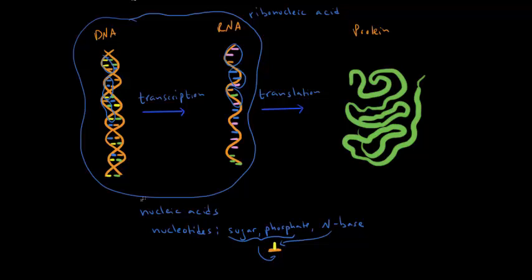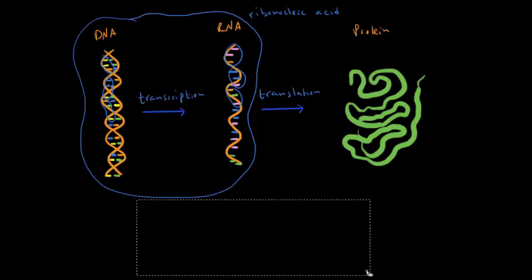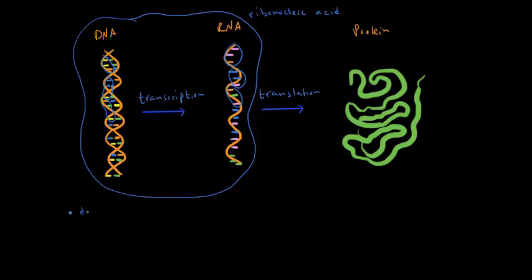What about some of the differences between DNA and RNA? So I'm just going to make some room here. So by looking at it, the first thing that's obvious is DNA is double-stranded. And RNA is single-stranded, usually. There are some exceptions to this. There are some viruses that have double-stranded RNA. But in general, RNA is single-stranded.